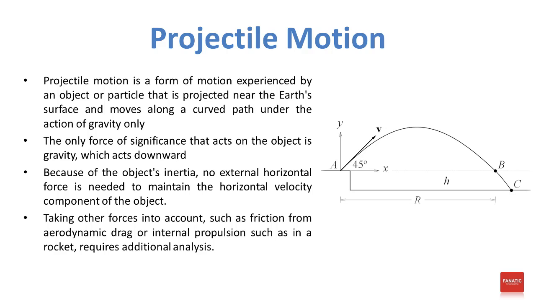Taking other forces into account, such as friction from aerodynamic drag or internal propulsion, such as in a rocket, requires additional analysis. In projectile motion, we use mainly the gravitational force acting on the object, while the air resistance, the aerodynamic drag and internal propulsion, these forces are neglected. If you want to add or calculate these forces, it will require additional analysis for finding the height, the range, or the other elements of the object in a projectile motion.